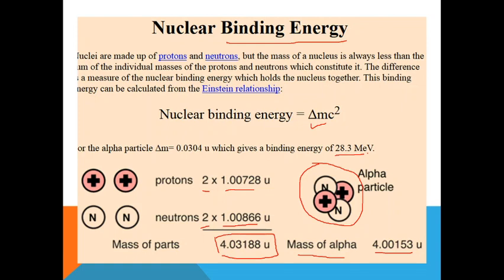So what does this mean? What do you understand by this? What is the physics of it? It means that if you want to break the alpha nucleus, then you need to supply how much energy? 28.3 MeV.